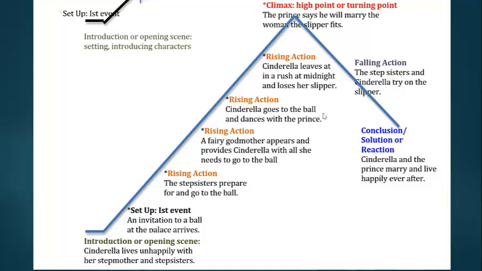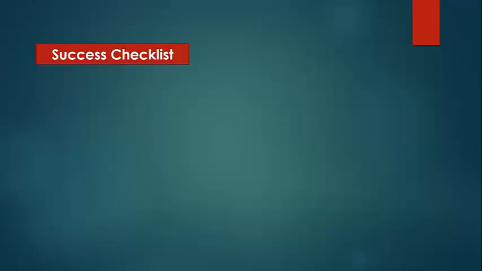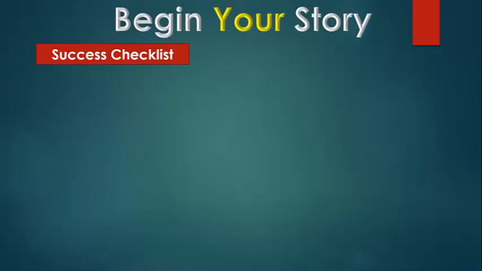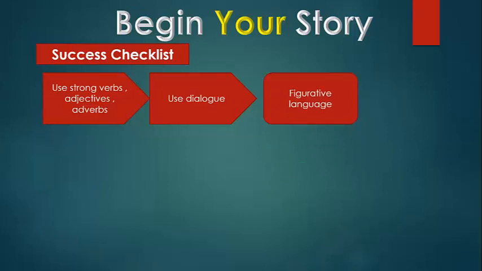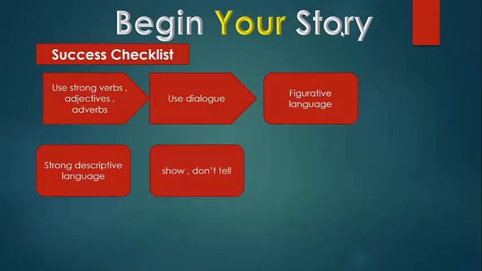Okay, success checklist. What I meant here by success checklist is the rules you should follow in your story to produce the perfect story. Number one, use strong verbs and adjectives and also adverbs. Number two, use dialogue. We'll explain each point, by the way, here. Number three, use figurative language. Number four, use strong descriptive language. Number five, show and don't tell.